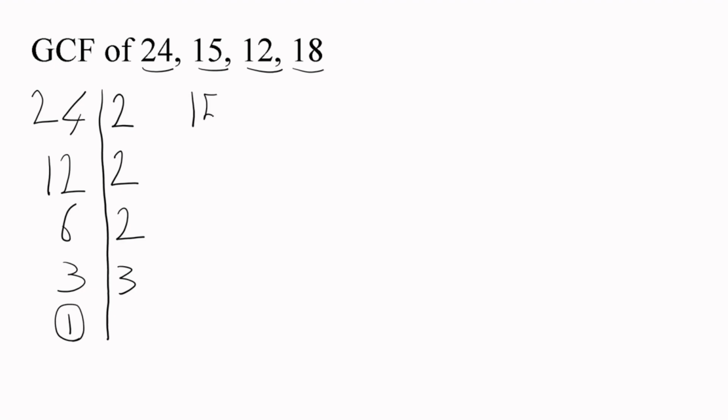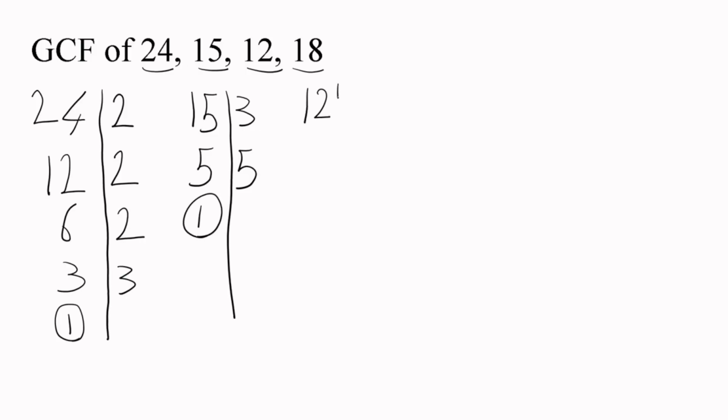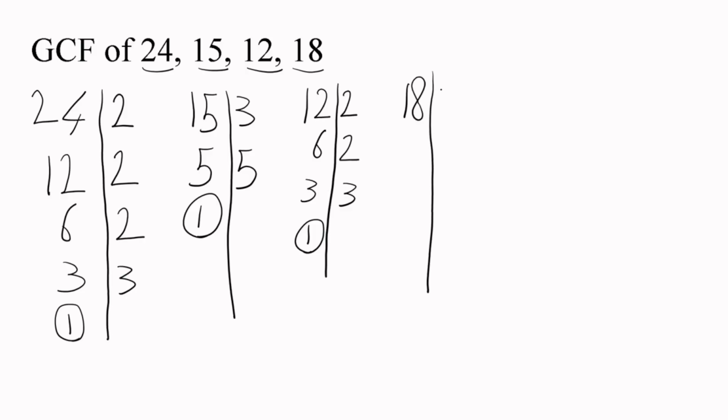I have 15. Of course, I can divide it by 3. The answer will be 5. I can divide it by 5. I reach 1 and I must stop. I have 12. So I can divide it by 2, 6, 2, 3, 3, 1. And also I have 18 here. So I can divide it by 2. The answer will be 9.